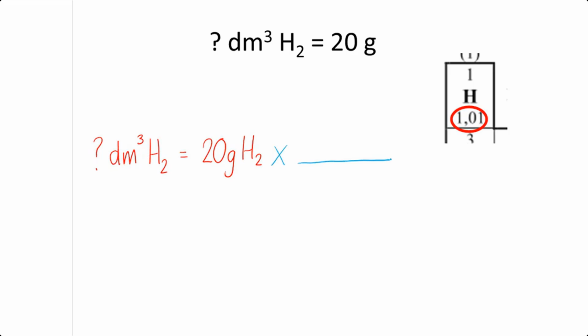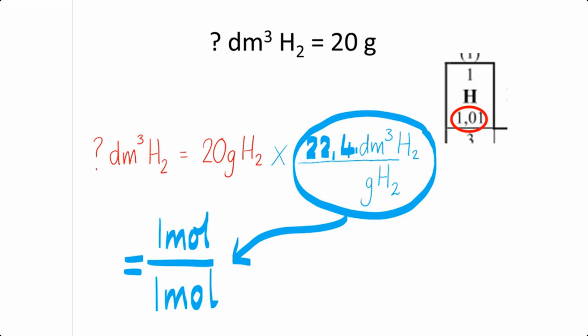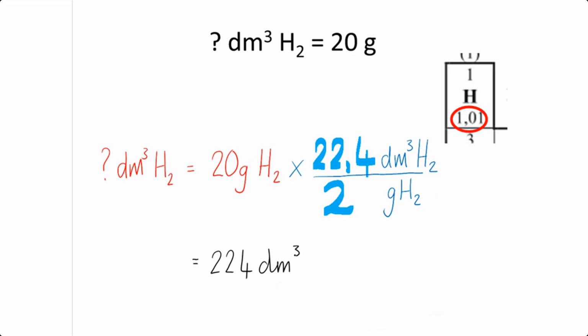Now we need to multiply this by a unit factor with grams H2 at the bottom, decimeter cubed at the top, where that whole unit refers to a mole. Both top and bottom refer to a mole of that substance. A mole of H2 at STP has a volume of 22,4 decimeter cubed, and a mole of hydrogen gas has a mass of 2 grams. Remember from the periodic table that hydrogen H has a molar mass of 1 gram per mole, and so H2 has a mass of double that, 2 grams per mole. We do that on our calculator and the answer is 224 decimeter cubed of hydrogen.